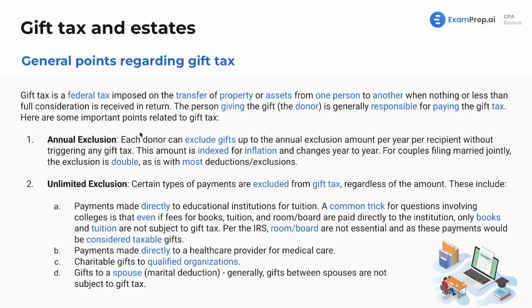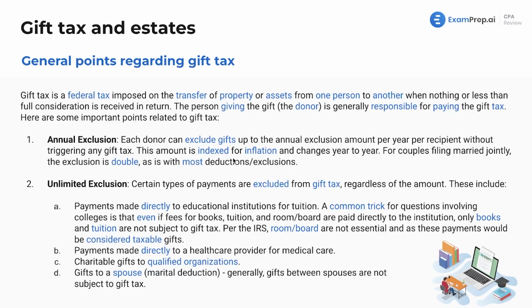Here are some important points. Well, we've got this annual exclusion. Now, each donor can exclude gifts up to the annual exclusion, which is an amount that is constantly changing and that will be available here for you in the resources. So definitely open that up, memorize the amount. It's been $12,000, $13,000, $14,000, $15,000, $16,000, $17,000. It just keeps going up basically by $1,000, roughly every year or so, without triggering any gift tax.